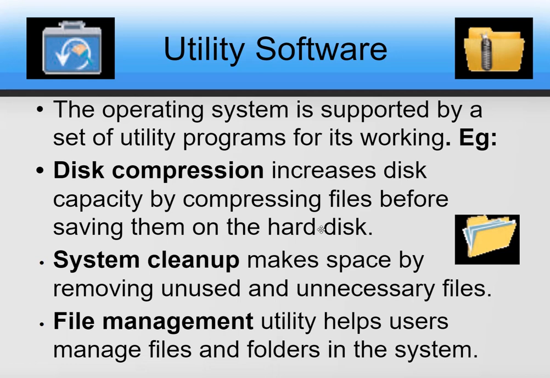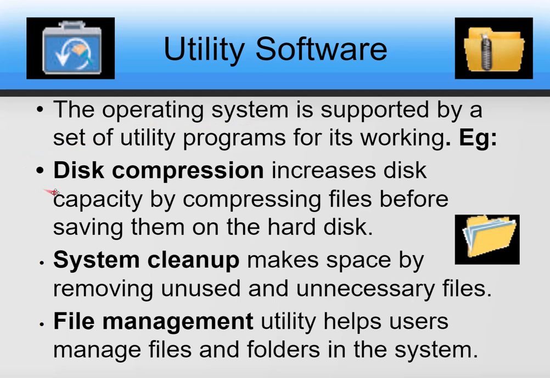So when we talk about system software, you have already seen that system software is divided into two, that is operating system and the utility software. So what is utility software? Utility software, as the name says, these are small programs which basically smoothen the functions of the operating system. Okay, they support the working of the operating system. So this says the operating system is supported by a set of utility programs for its working. All right, so their job is to support the working of the operating system.